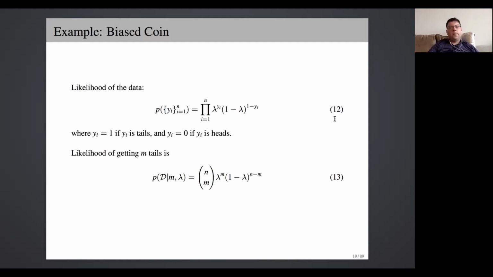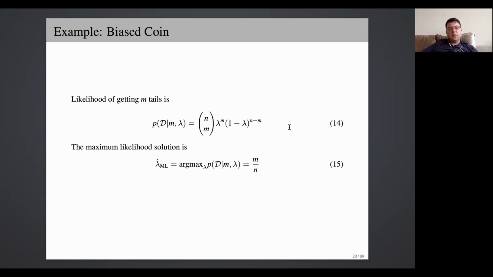Okay, so we just have a bunch of binary outcomes, a bunch of Bernoulli variables. So our likelihood, assuming that these are IID flips, is going to be lambda to the y_i times 1 minus lambda to the 1 minus y_i, taking the product over the number of flips that we do, where y_i takes 1 if y is tails, 0 if y is heads. If we just care about the likelihood of getting m tails in n flips, and we don't care about ordering, then we just have a binomial distribution as our likelihood. Again, n flips, m observed tails, lambda is the probability of getting tails.